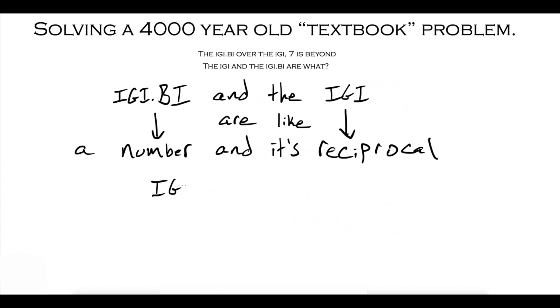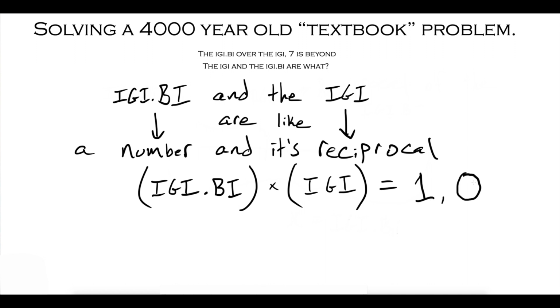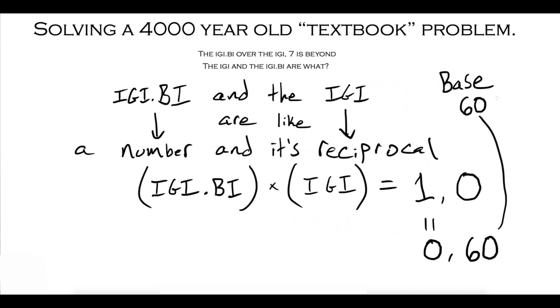This is true of the EGB times the EG. We would get a whole unit. We would write it as 1, 0, or we can convert this over. This would be the same as 0, 60, because it is base 60. And just like that, it is the case that 8 over 1 times 1 over 8 equals 1. Well, 8 over 60 times 60 over 8 would equal 1.